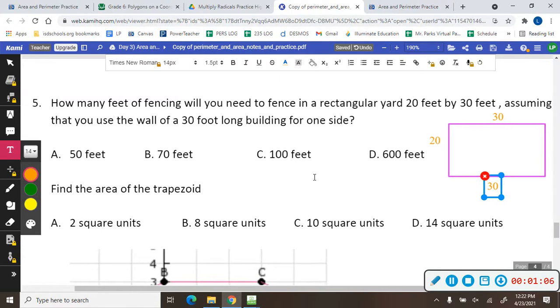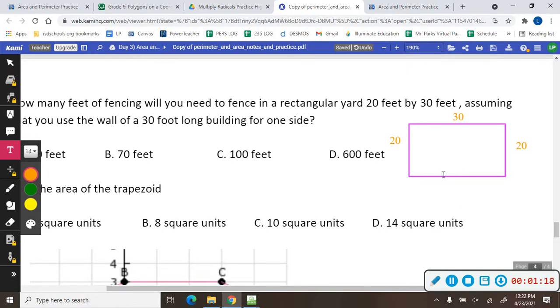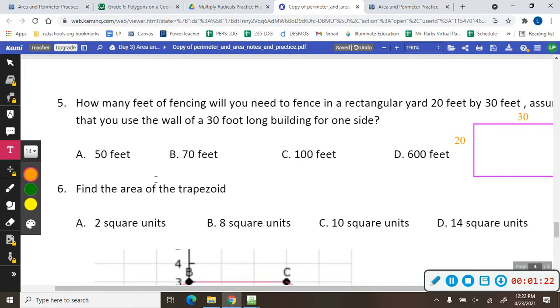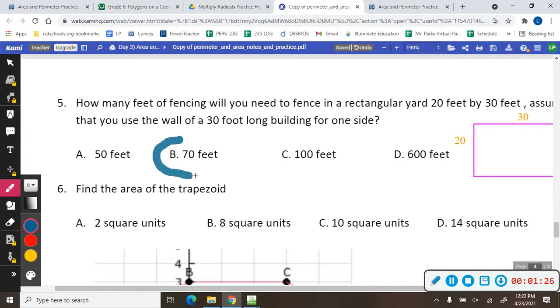But we're going to use the wall of a 30-foot long building for one side. So let's just say that there's a wall here. You don't need a fence there if there's a wall, so we could get rid of that 30. So now the perimeter is just 20 plus 30 is 50 plus 20 is 70. So how much would you need? It would just be 70. Okay, it's not 100 because you're using the wall as part of your fence.